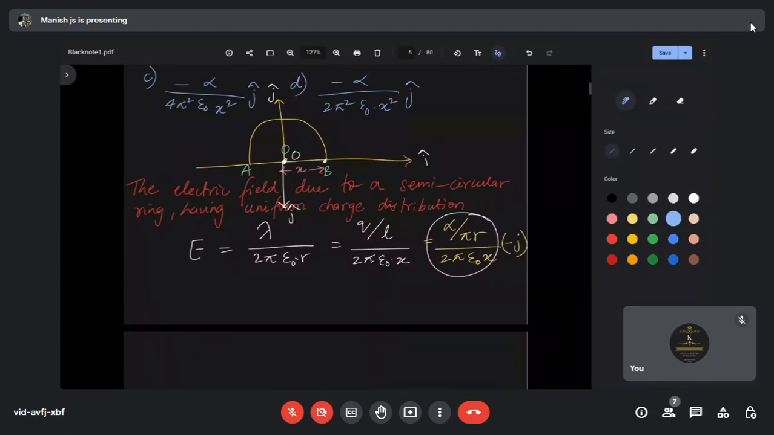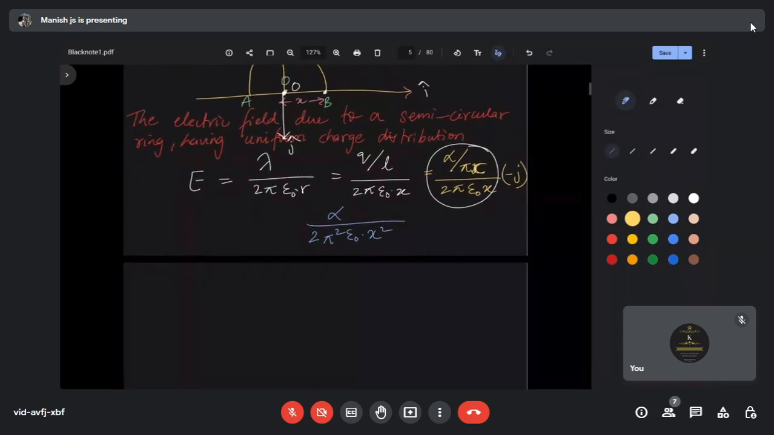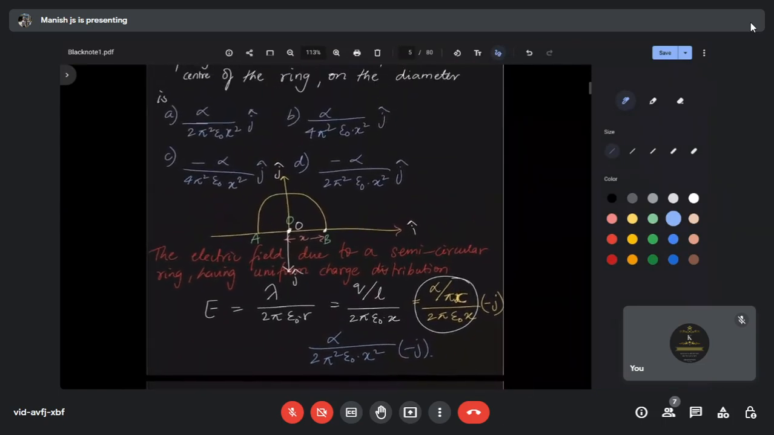அந்த pi r இப்போ கீழே வந்துச்சு அப்படின்னா reciprocal எடுத்தீங்க அப்படின்னா you will get alpha divided by 2 pi square epsilon naught x square. அந்த r கூட நீங்க சேஞ்ச் பண்ணிடுங்க, ஏன்னா நம்ம வந்து x தான் எடுத்துக்கிறோம். As per the question it is x. So alpha divided by 2 pi square epsilon naught x square times minus j. புரிஞ்சுதுங்களா? This is how you solve this question.